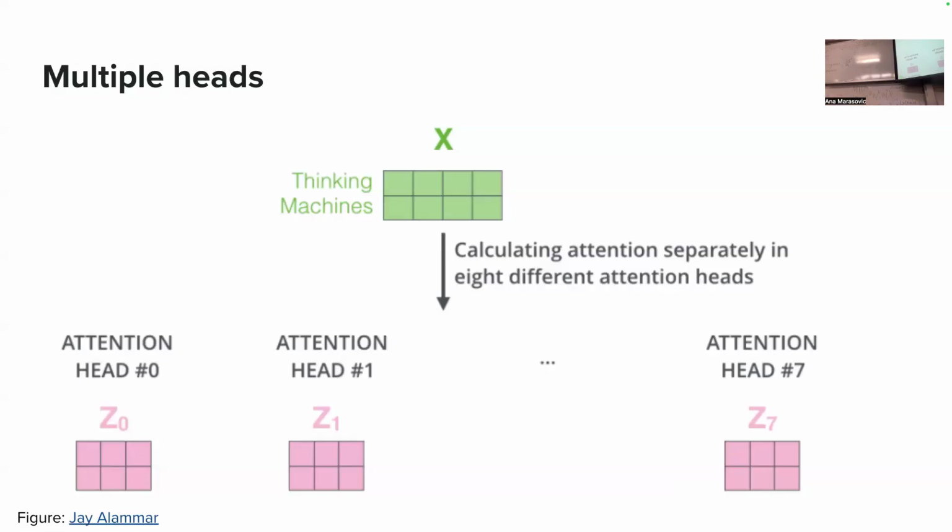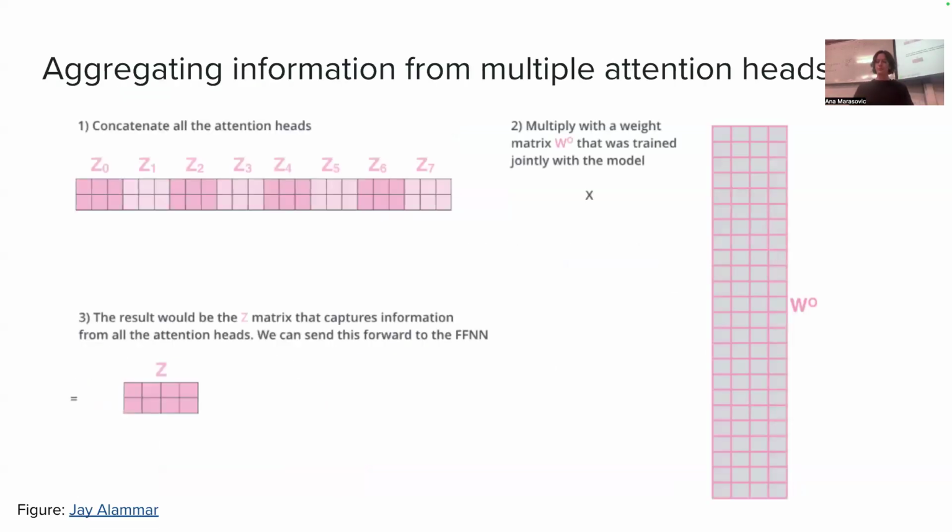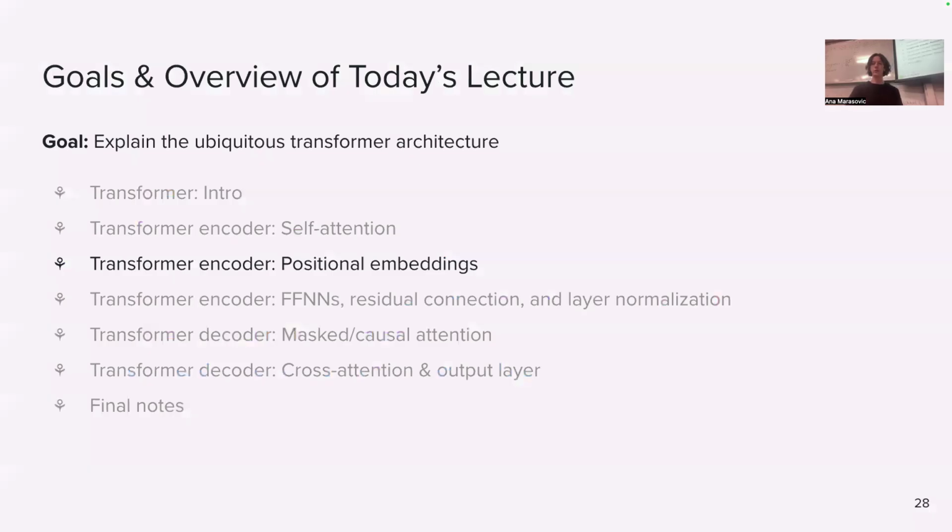Okay, a lot of work, but we got there, right? We managed to create these contextualized representations. So this is just a visualization of everything. Okay, let me see how much time we have. Is there anything else with the attention? Okay, so now we know what the self-attention is.